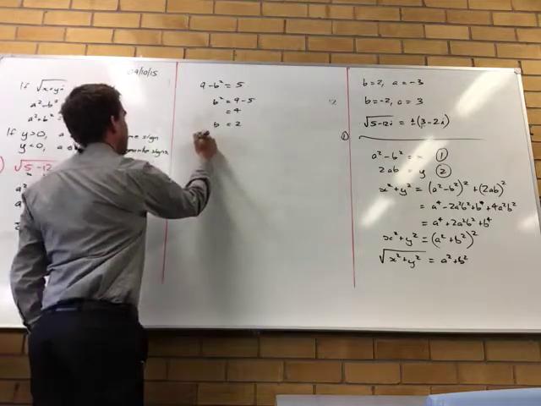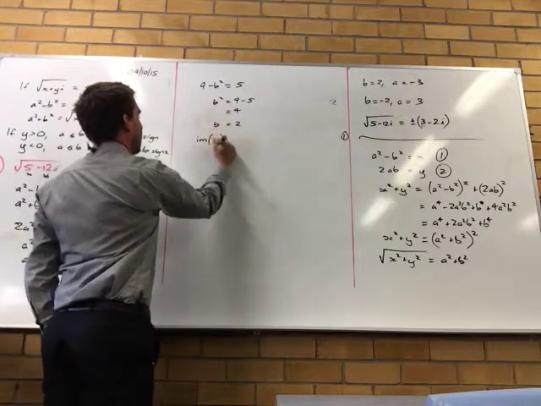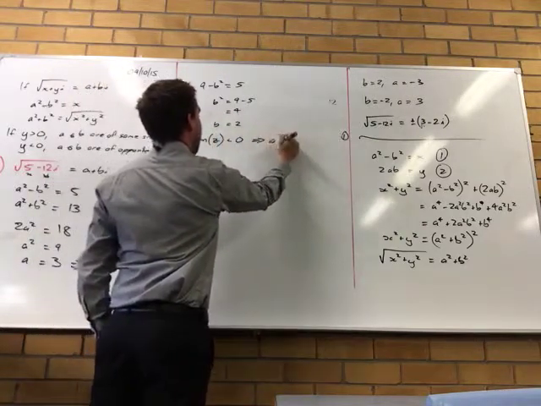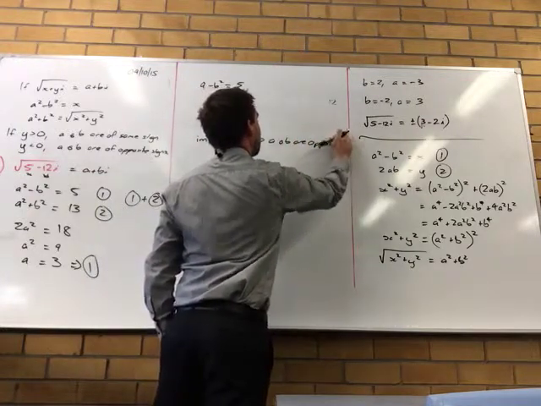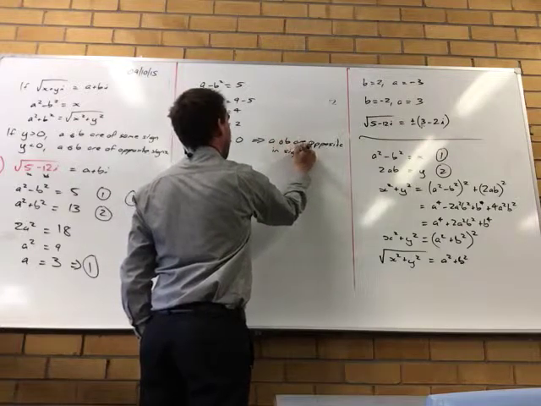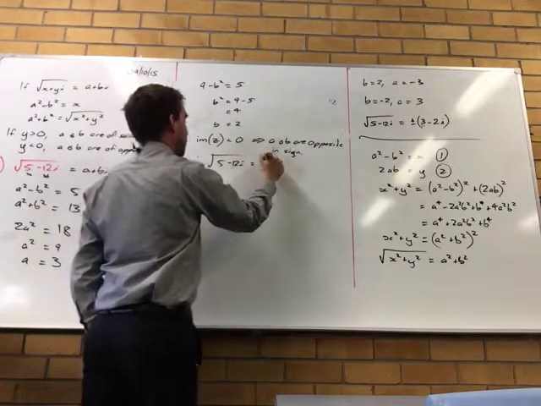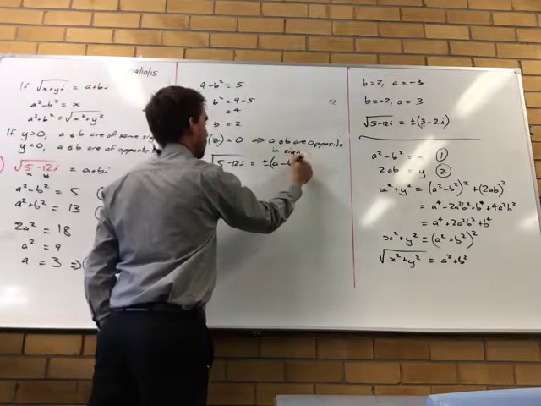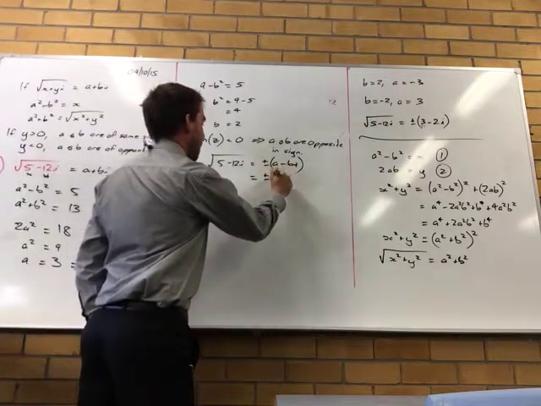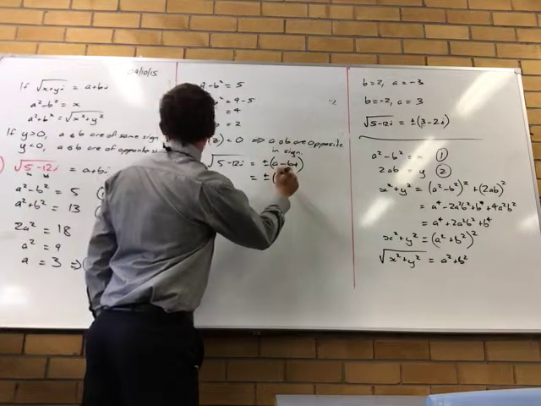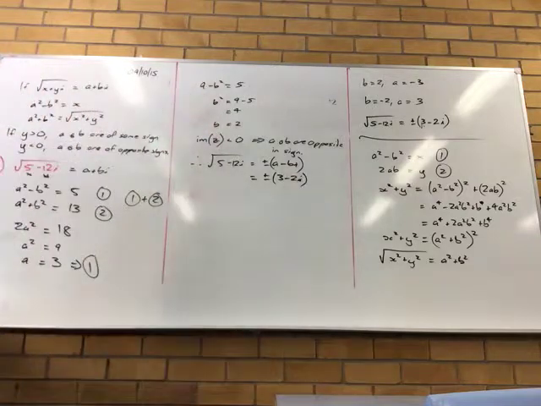So the imaginary part of z is less than 0, which implies a and b are opposite in sign. Therefore, the square root of 5 take away 12i is equal to plus or minus (3 take away 2i), which is what we had before.